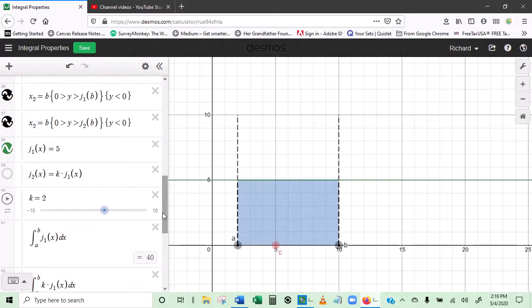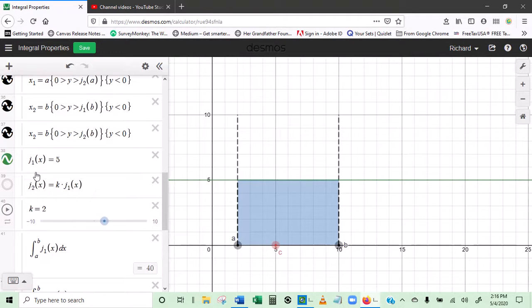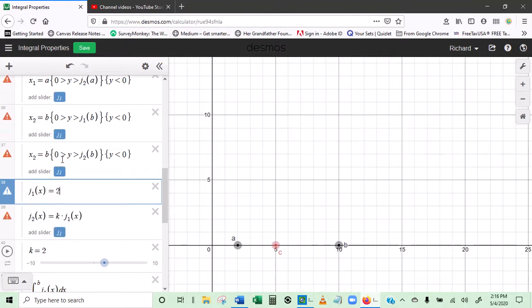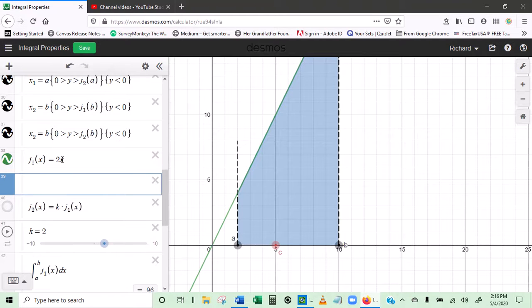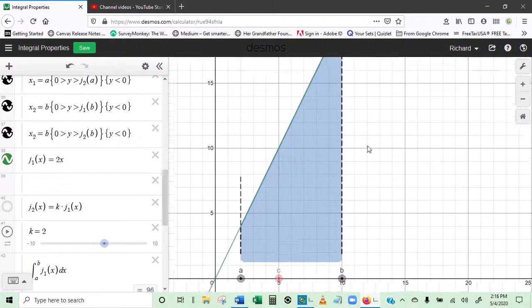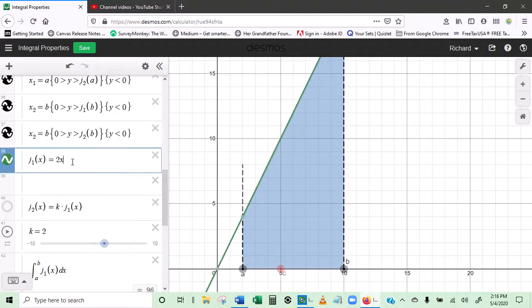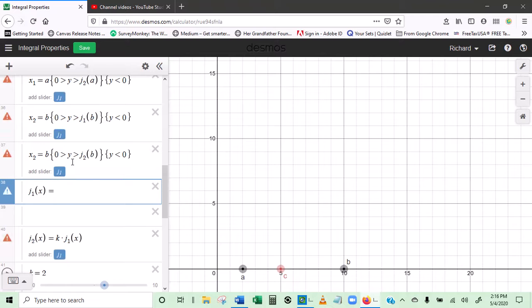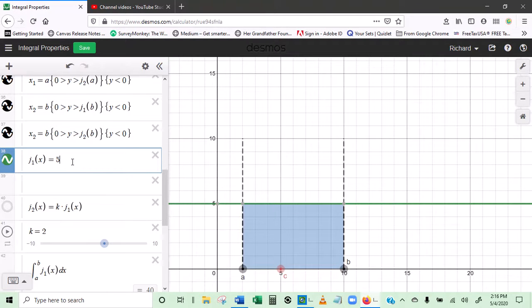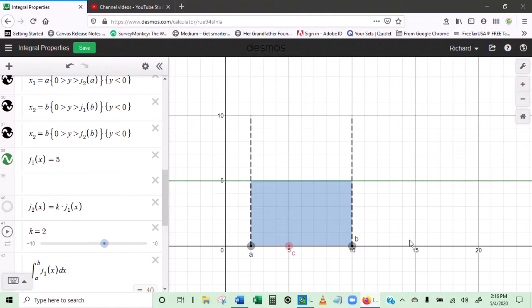Okay, so what we're looking at is this function here, j1 of x is equal to 5. Now, technically, this can be any function I want. For instance, I could make it 2x, right? And so we would be graphing, there's the green line, which is y equals 2x. But to keep this idea simple, I'm going to make it a nice constant and have it be 5, right? So there it is. The function y equals j1 of x is equal to 5 is the horizontal line y equals 5, and the area under the curve from a to b is, as you see, a nice, neat, convenient rectangle, right? Okay, does that make sense?